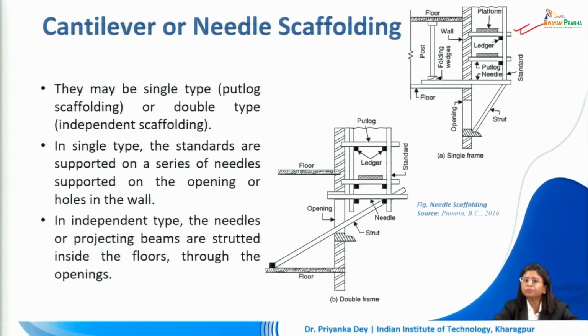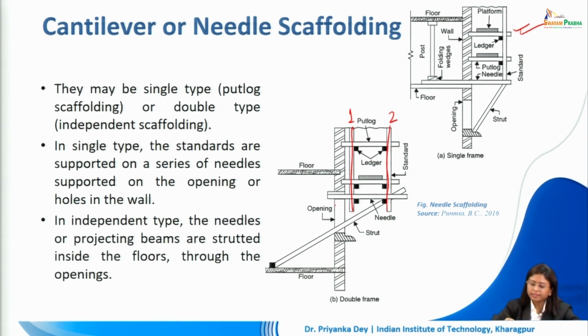Or it can also be the double type or the independent scaffolding, where we have two layers of standards 1 and 2, and it is placed at a slight distance from the wall, and the independent cantilever needle scaffolding has been created in this situation. Now in independent type, the needles or the projecting beams are strutted inside the floor through the openings.